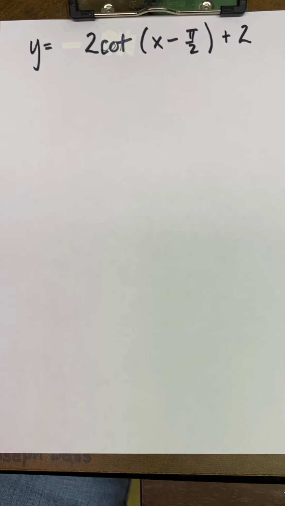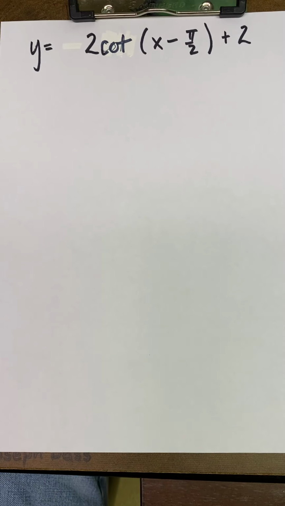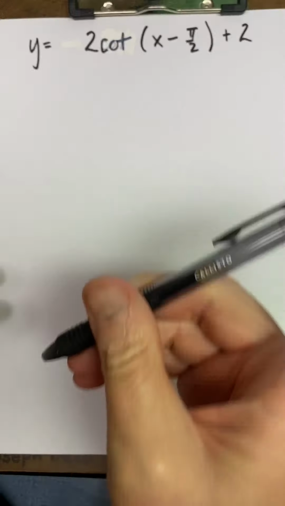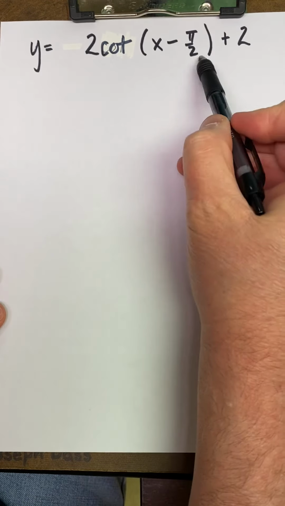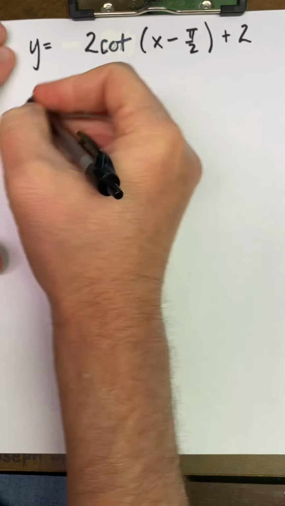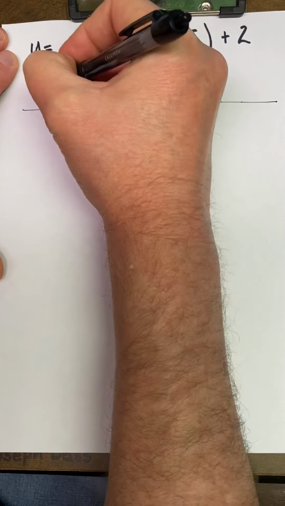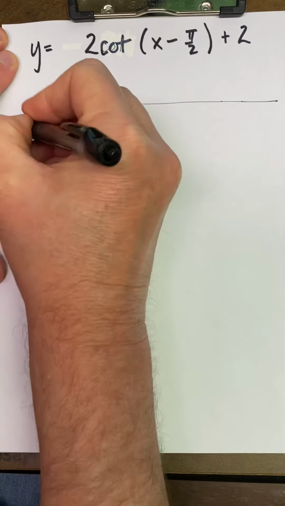One more example. There's a lot of videos here. Not a lot of videos, but a lot of time. One more example: 2 cotangent of x minus pi over 2 plus 2. It's a cotangent. Cotangents and tangents follow the same pattern, essentially.